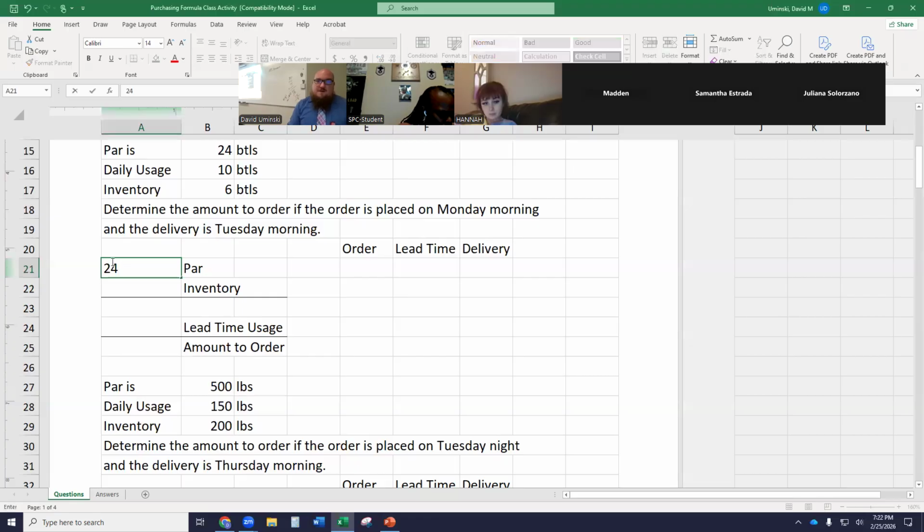Okay, so let's do this next one. Our par is 24 bottles. In inventory, we have 6. So if I subtract 6 from 24, what do I get?